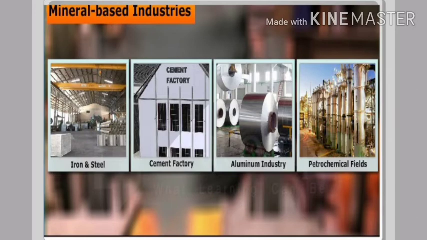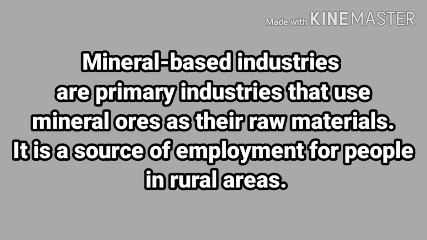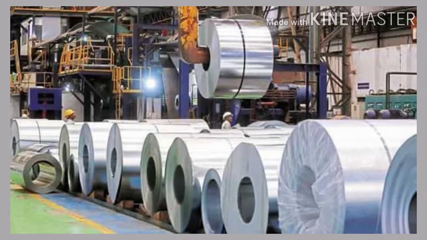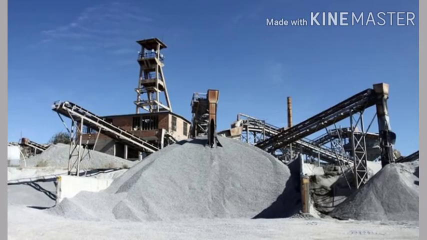Secondly, the mineral-based. The industries that derive their material from minerals are called mineral-based industries. For example, the iron and steel industry is considered a basic industry because it provides a base to other industries such as heavy machinery, building materials and railway coaches. Third is the forest-based. These industries use forest products as raw material. For example, paper, timber and handicraft.